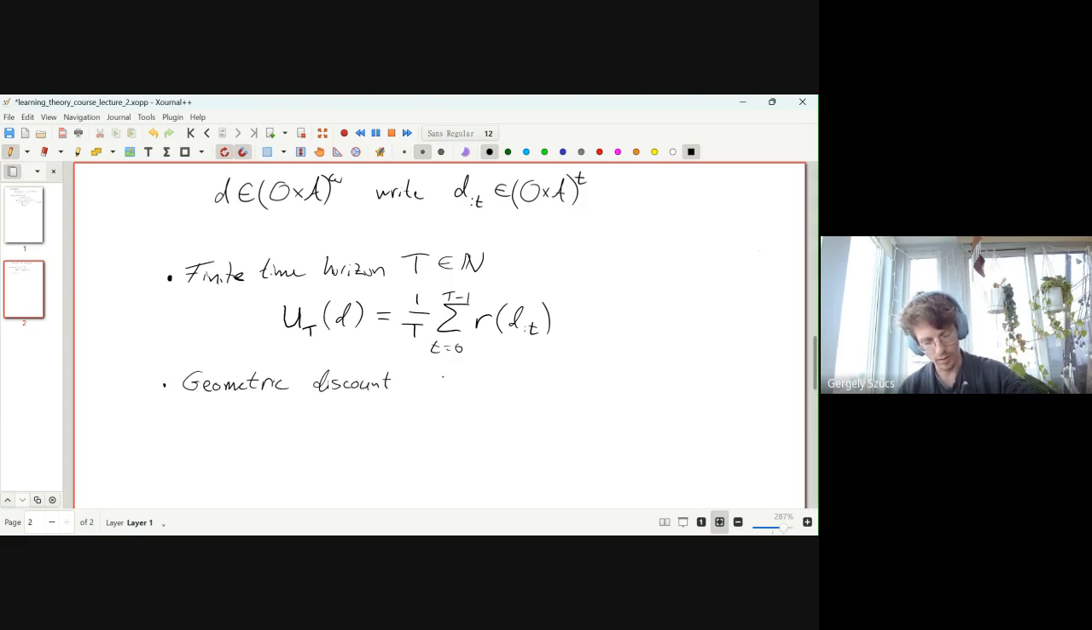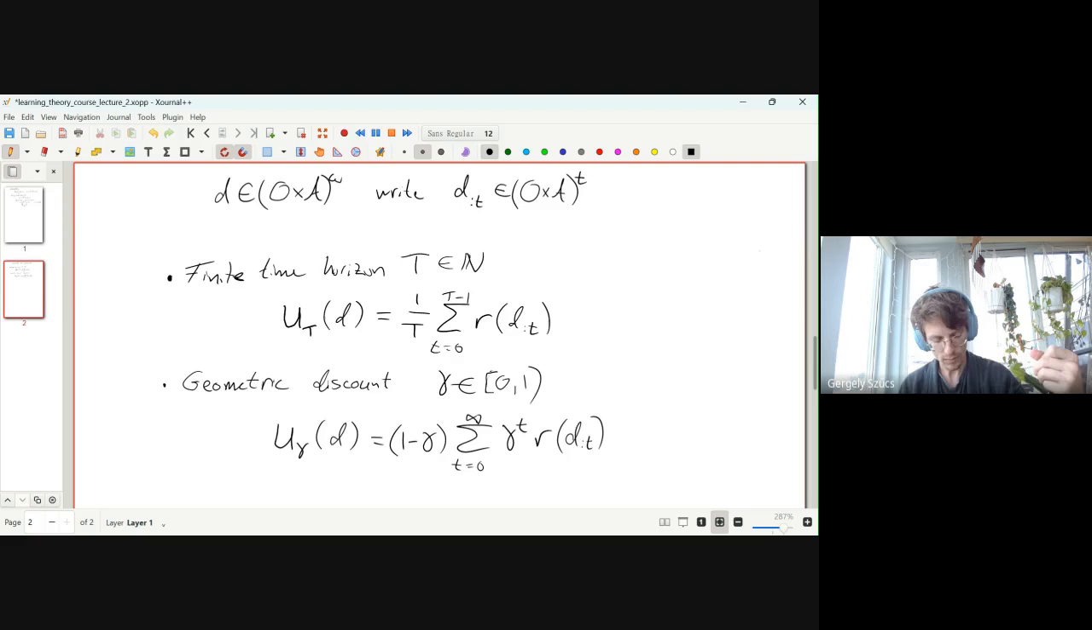So this would be with a discount factor gamma, which is in (0, 1), not included. Here the corresponding gamma-discounted utility would be, sort of also like an average, but a kind of geometric average. Here we take gamma to the t, r of d up to t, and here we sum over t equals 0 to infinity. So these are two ways of averaging.